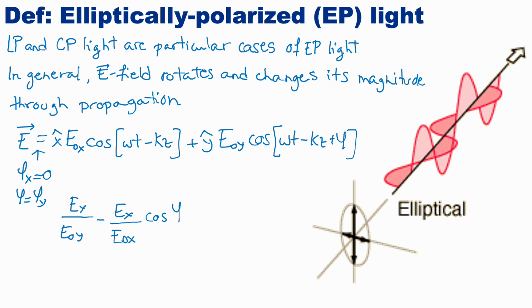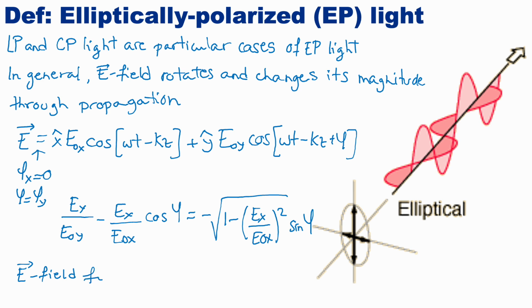Cosine of phi is equal to 1 over the square root of 1 minus a_x squared sine of phi. So that means that the electric field, and when I think about the electric field, it's just like the end of the arrow, the end point of the electric field follows an ellipse, and this is the equation of the ellipse.